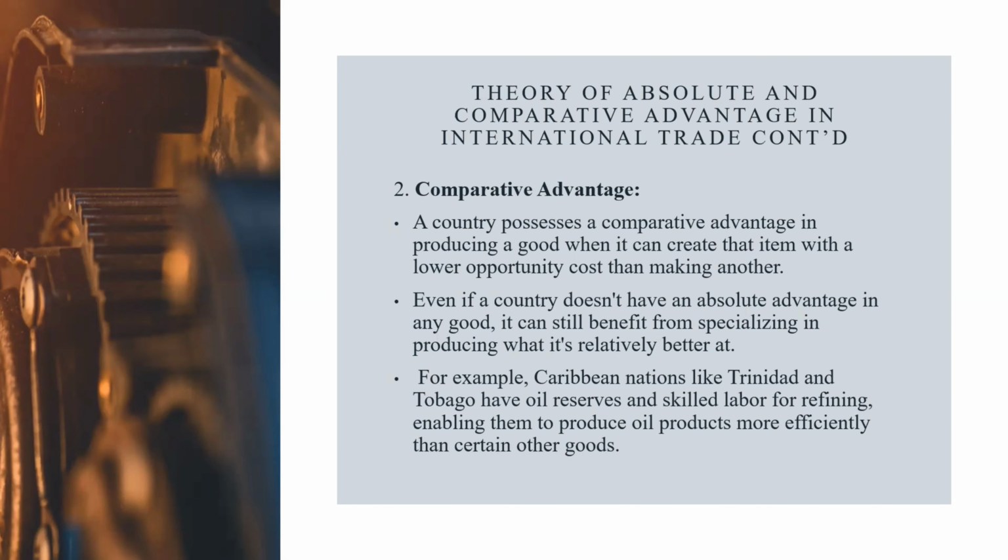Two, we have comparative advantage. A country possesses a comparative advantage in producing a good when it can create that item with a lower opportunity cost than making another. If a country does not have an absolute advantage in any good, it can still benefit from specializing in producing what it's relatively better at. For example, Caribbean nations like Trinidad and Tobago have oil reserves and skilled labor for refining, enabling them to produce oil products more efficiently than certain other goods.